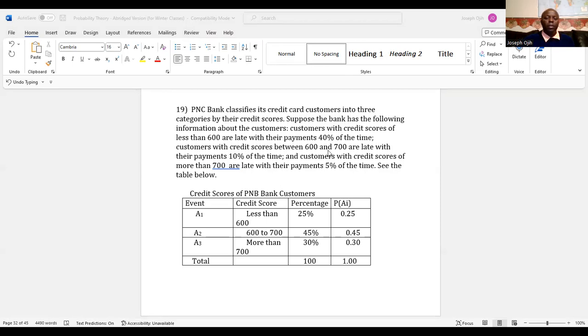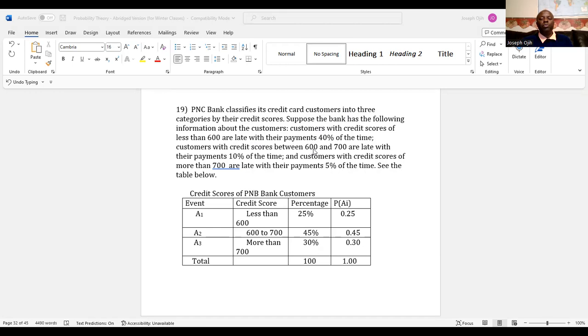All right. Anyway, the PNC Bank classifies the credit card customers into three categories by their credit scores. Suppose that the bank has the following information about the customers. Customers with credit scores of less than 600 are late with their payments 40% of the time.